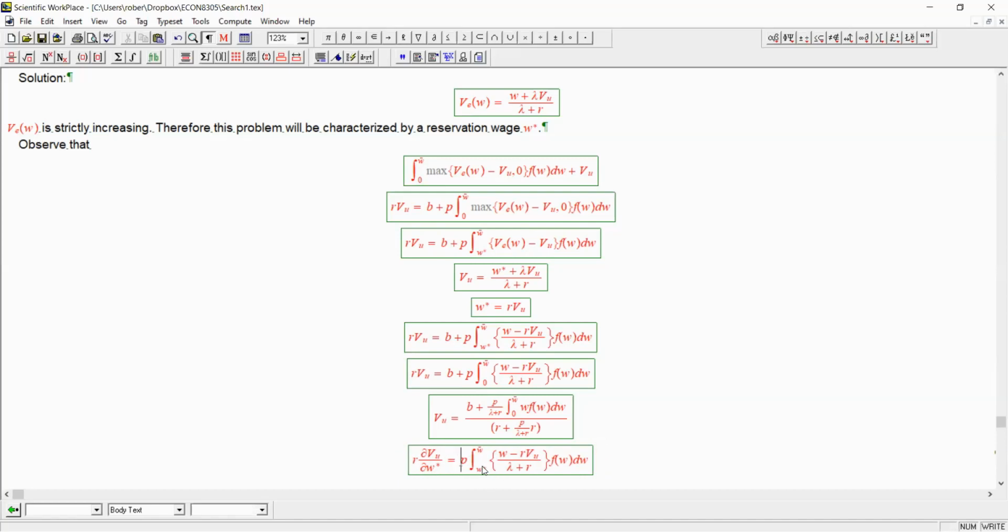Next, we can apply Leibniz rule, which means that we must subtract the value of this expression evaluated at W star, and then we need to take the derivative of this with respect to W star. Now notice, this is not W star. This is just a variable of integration. The only thing that depends on W star here is that.